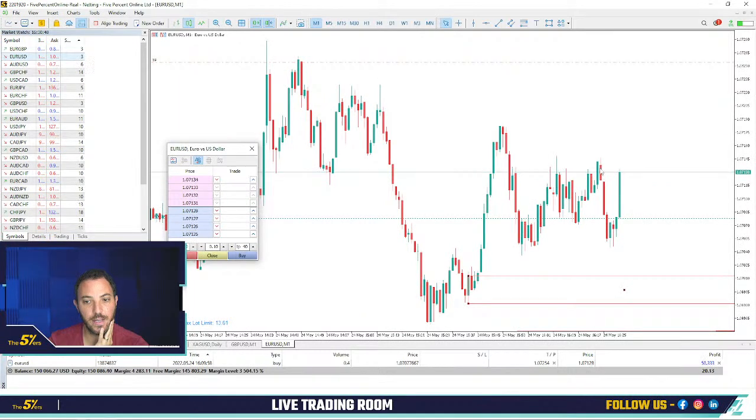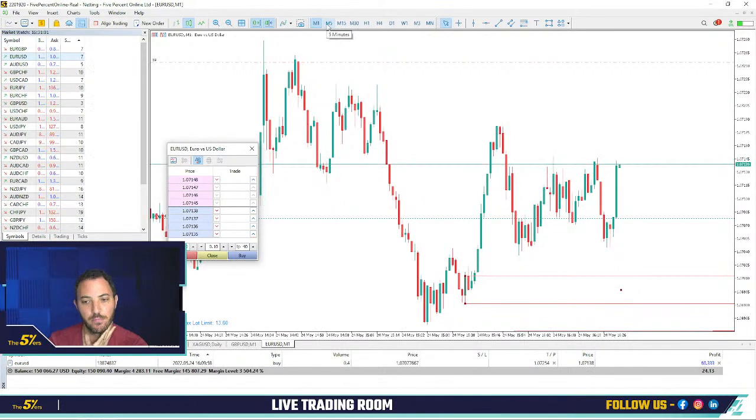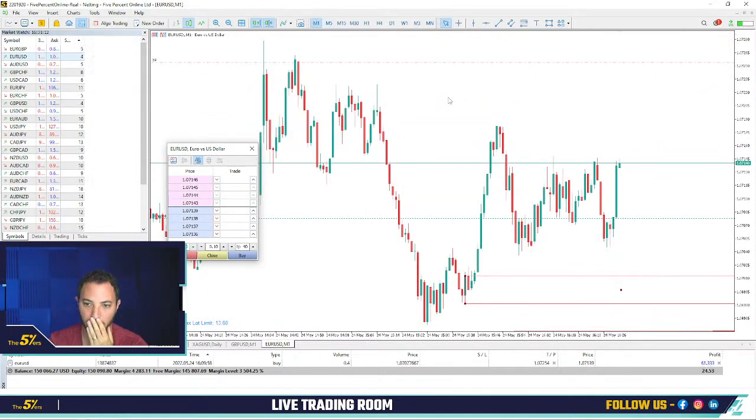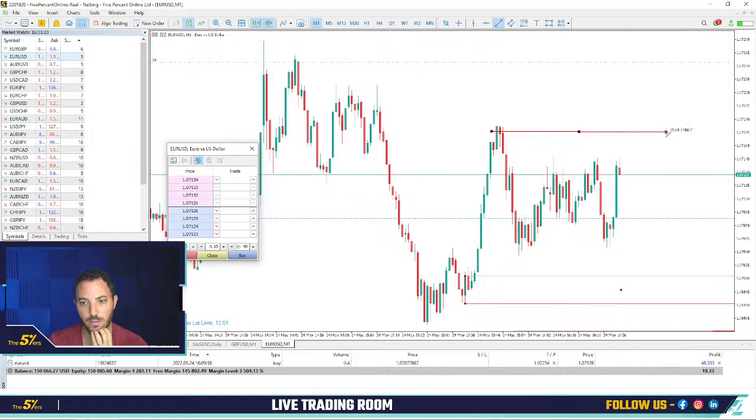Okay, I like the fact we're testing that resistance area and buyers are holding. So we have now the opportunity to break to the upside. Let's see if that happens. We're at resistance right there. We should break that, and we should test these highs if we break this area.